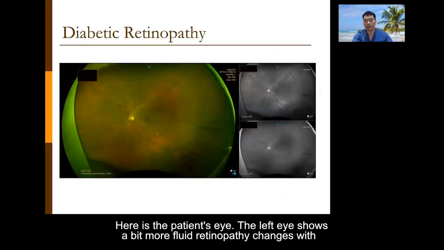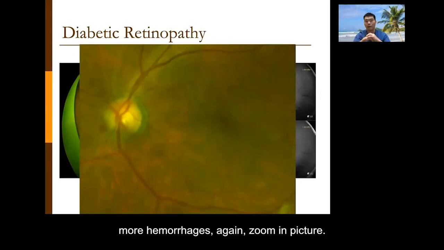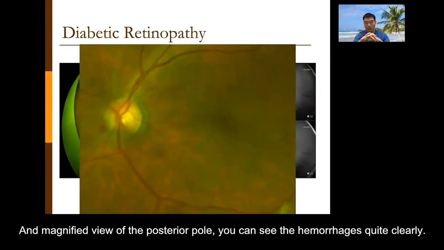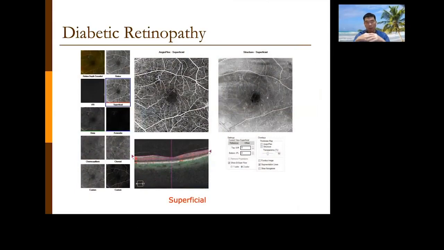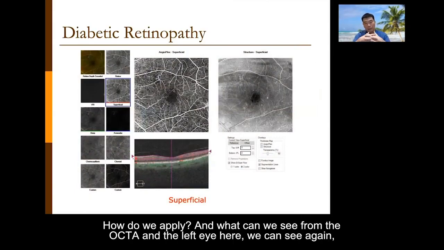Here is the patient's other eye, the left eye, which shows a bit more florid retinopathic changes with more hemorrhages. Again, a zoom-in picture and magnified view of the posterior pole, you can see the hemorrhages quite clearly. What can we see from the OCTA in the left eye?